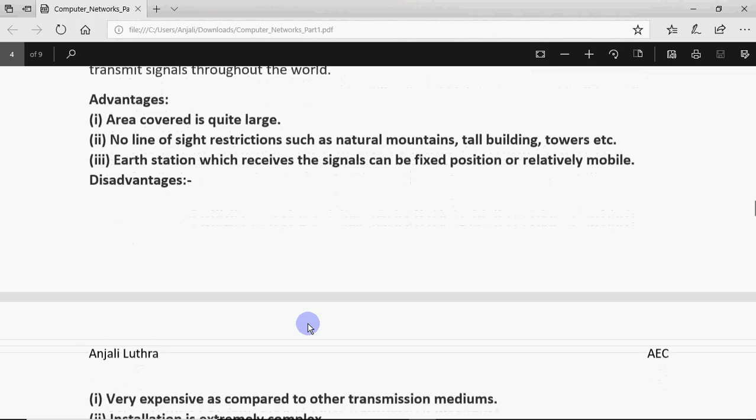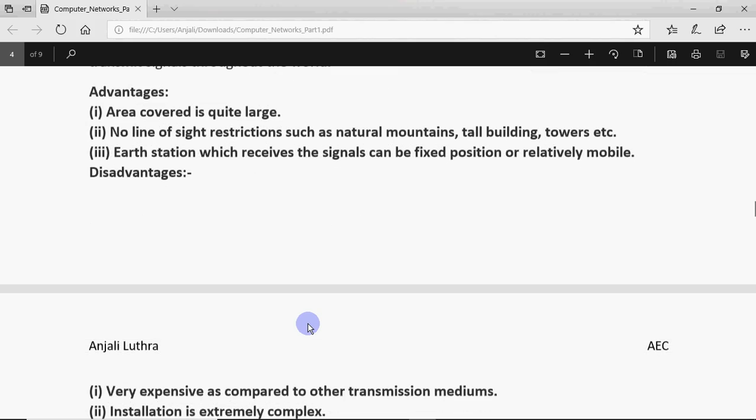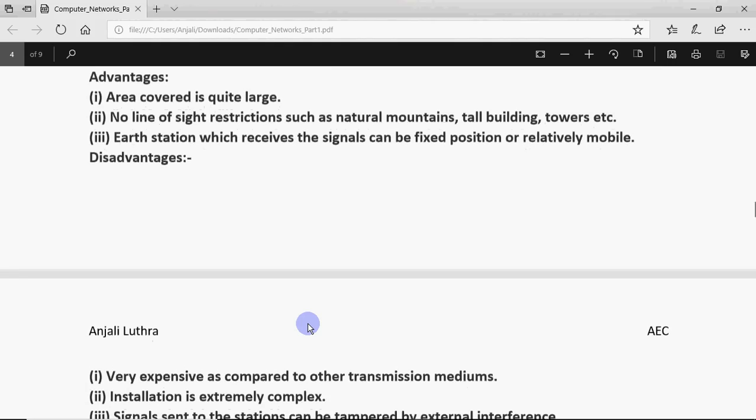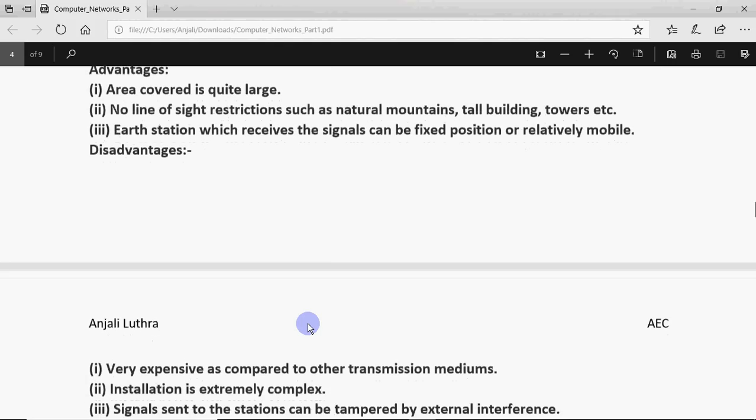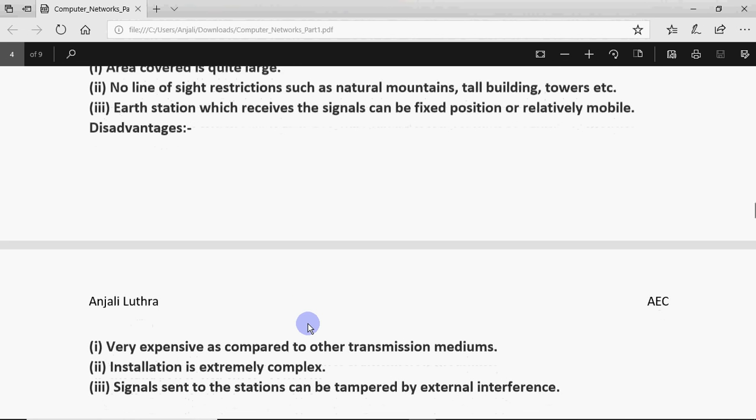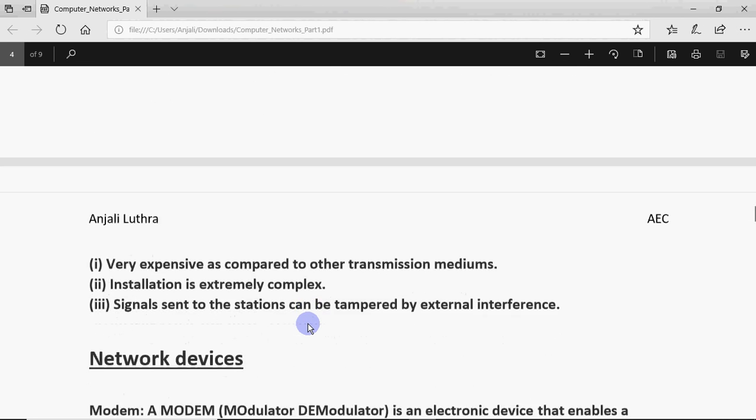No line of sight restrictions such as natural mountains or tall building towers; nothing is there in between. The earth station which receives the signals can be in a fixed position or relatively mobile. So the position from where you are emitting or receiving the signals could be one fixed position, or it could be on top of some caravan. You must have seen some news agency cars. They have big dishes on their vans. So that is basically to transmit and receive the signals passed through satellites.